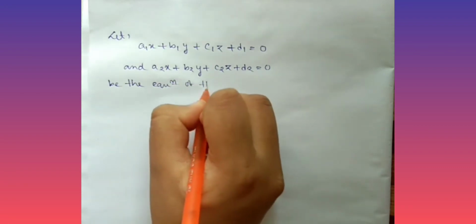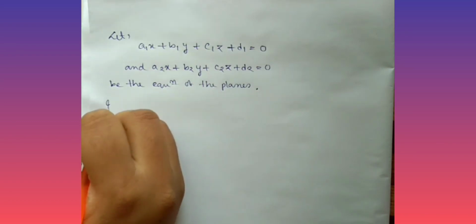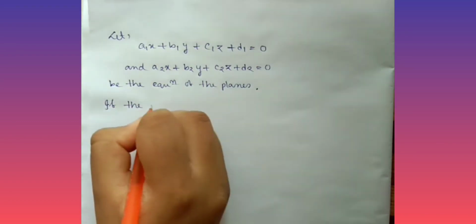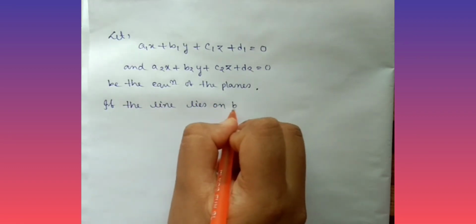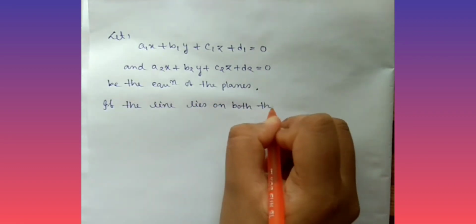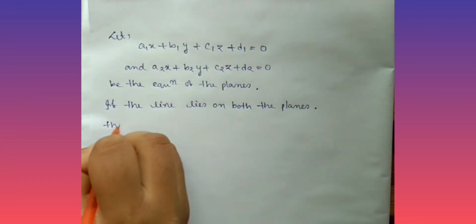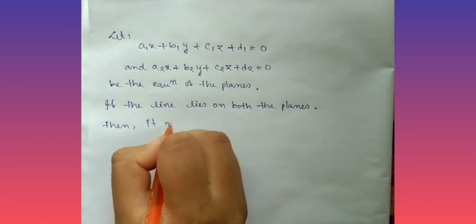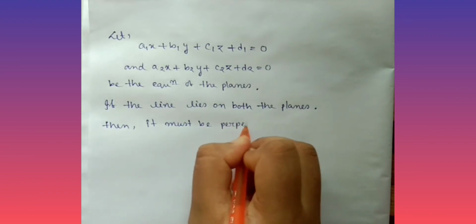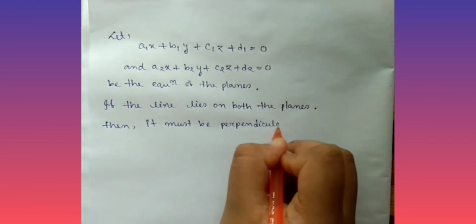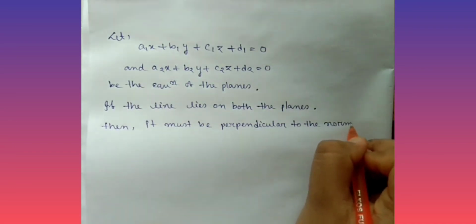Now we are going to convert the equation of a line from unsymmetrical form to symmetrical form. So we first consider two planes a1x plus b1y plus c1z plus d1 equals 0 and a2x plus b2y plus c2z plus d2 equals 0, which are the equations of the planes. Since the line lies on both the planes, it must be perpendicular to the normals to the planes.